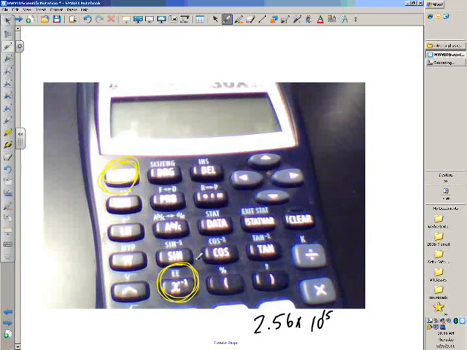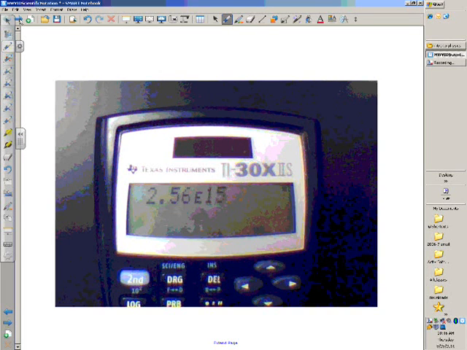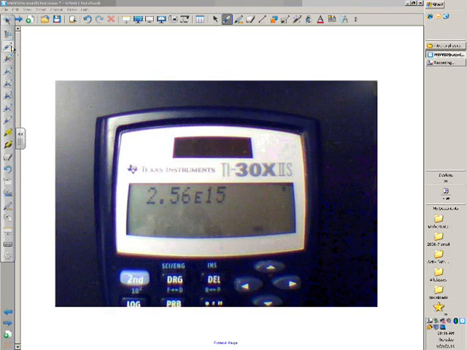You would type in 2.56, then hit second and this key here, x to the minus 1, but because you hit the second function, it would come up as EE. And then it's going to appear like this on your calculator. Very similar to the TI-83. Then you type in the 15, and it looks like that.